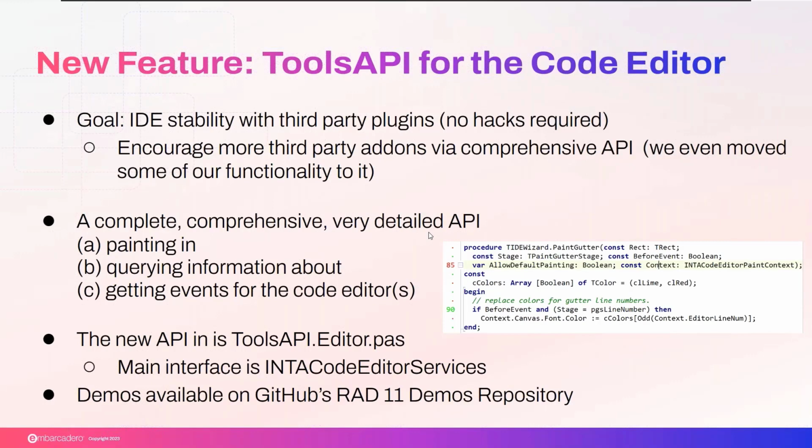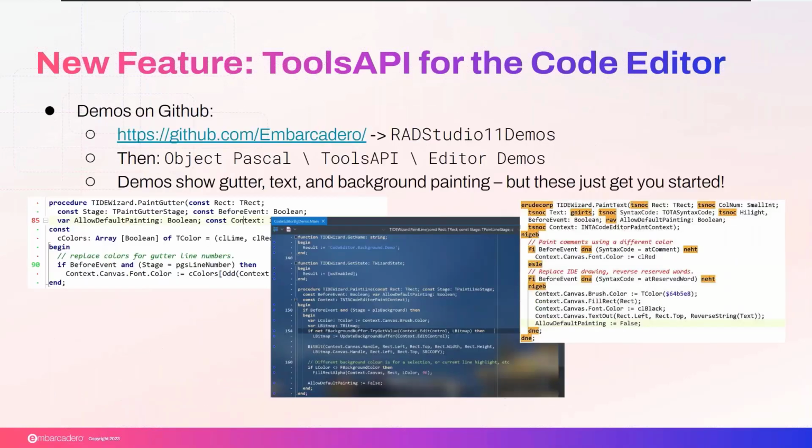You can find the demos in the demo folder provided with RAD Studio, or you can also find plenty of them on GitHub in case you're interested in this. But yeah, you can show gutter, text, background painting, and here you can see the example I was talking about with reserved words. So if you want to play around with that, it's very, very cool.